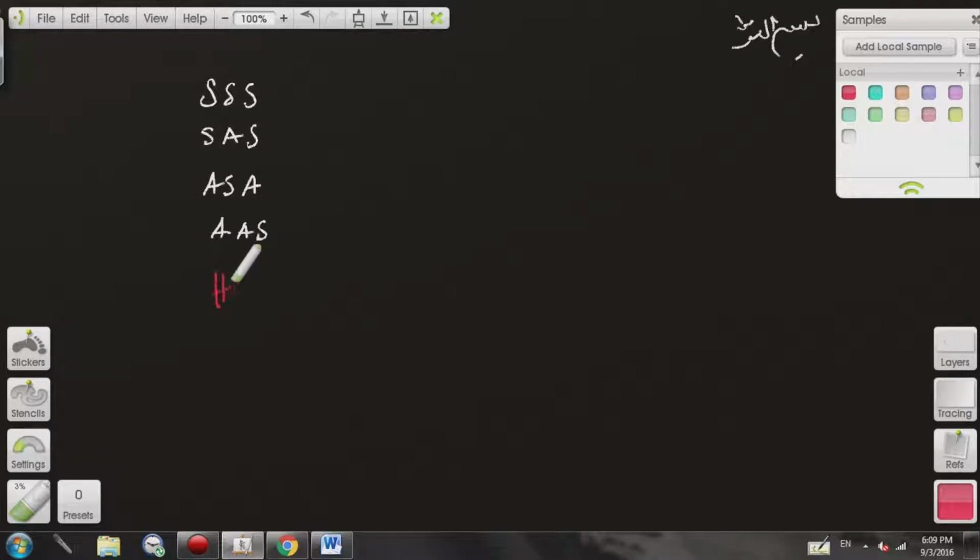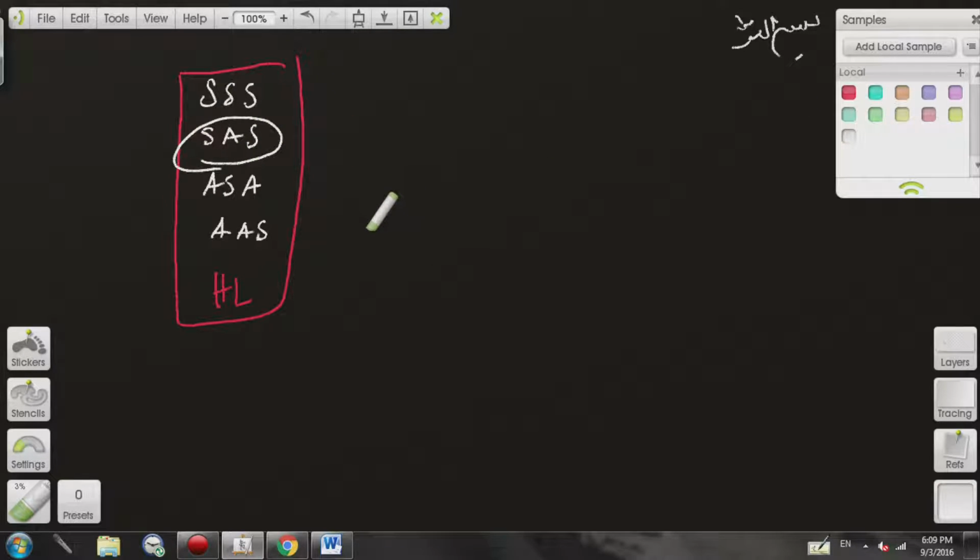And finally, hypotenuse leg. So you can come up with any permutation of these. Notice I said permutation, not combination. The combination of these two would be considered the same. Anyways, any permutation of these, as long as you don't spell a bad word, then you're okay. Now, what does this mean, for example? This means that if you're trying to prove two triangles to be congruent, this is what you have to show.